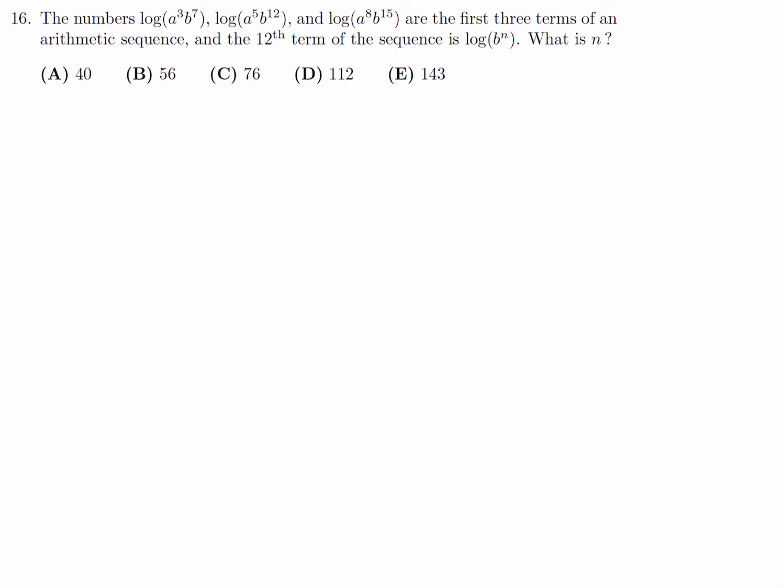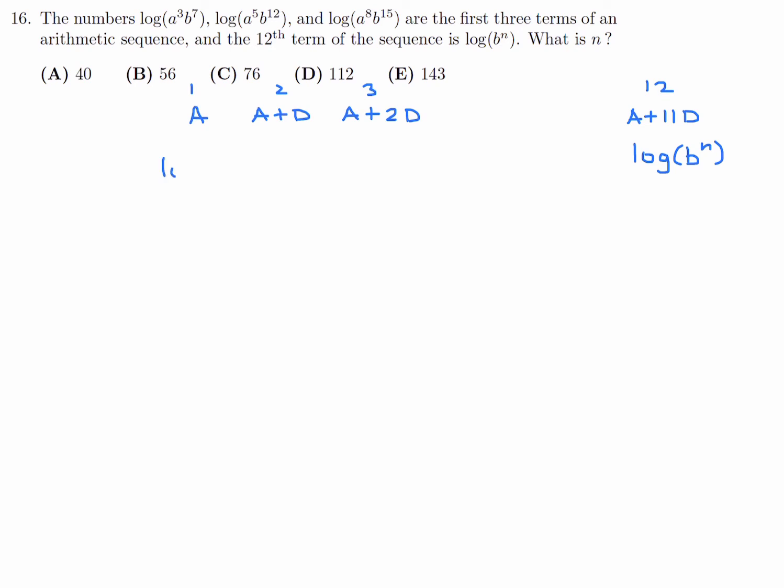The numbers log of a^3 b^7, log of a^5 b^12, and log of a^8 b^15 are the first 3 terms of an arithmetic sequence, and the 12th term is log b^n. What is n? An arithmetic sequence basically means you've got a plus d, a plus 2d, and so on, right? The first term, the second term, third term, and so on. The 12th term will be a plus 11d, following the same pattern. And they tell us that the 12th term is log of b to the power of n. They don't put a base, so I'm assuming that's base 10. If there's no base written, then it's base 10.